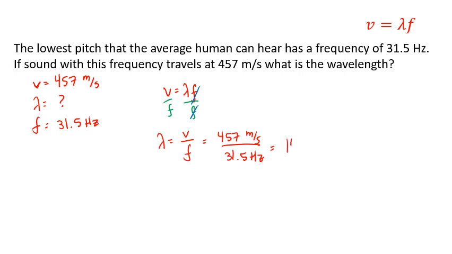This is going to give us a value of 14.5. Now you can just simply remember that wavelength is expressed in terms of meters, or you can cancel out these units like we've previously been doing.